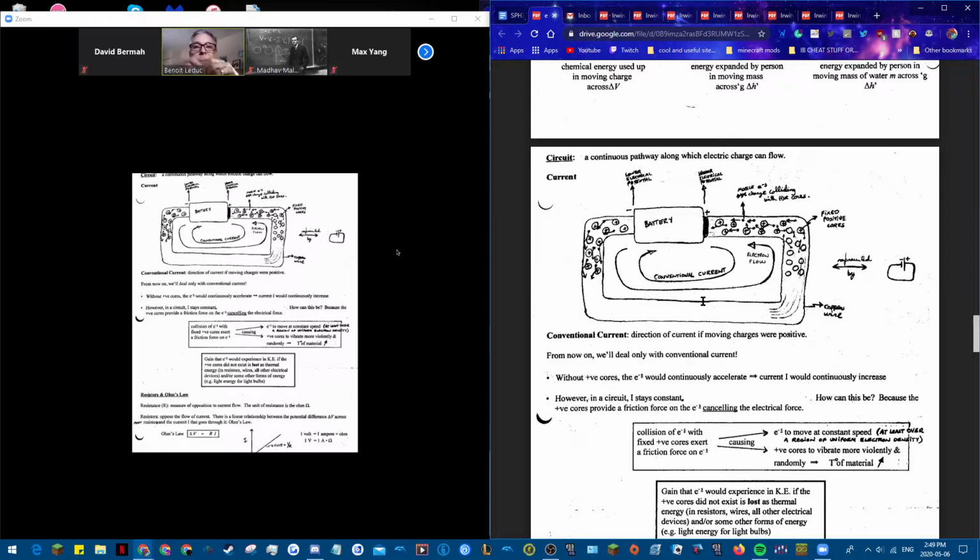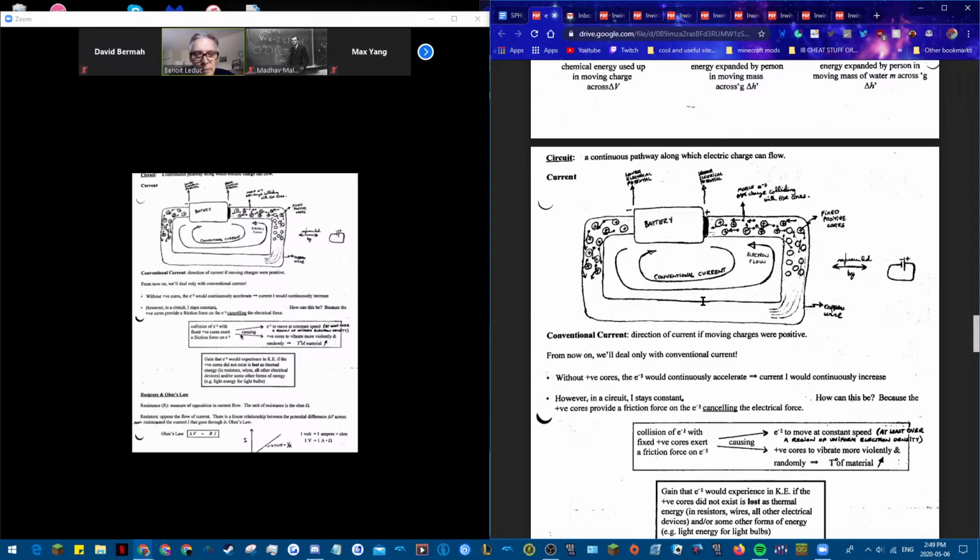So yeah, it jiggles more. So the temperature, of course, does increase, right? So that's why there's always thermal energy, except for a specific type of material. There's always thermal energy that's going to be created, and this is called resistance. All right.